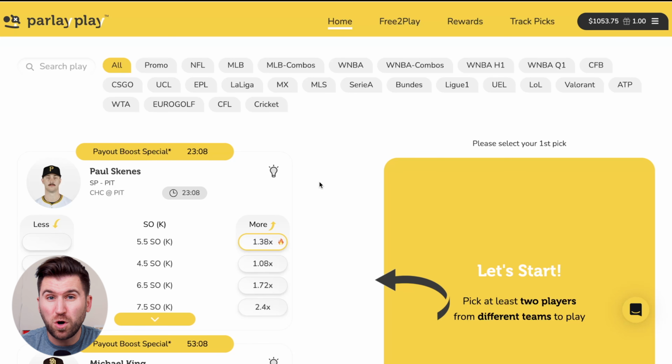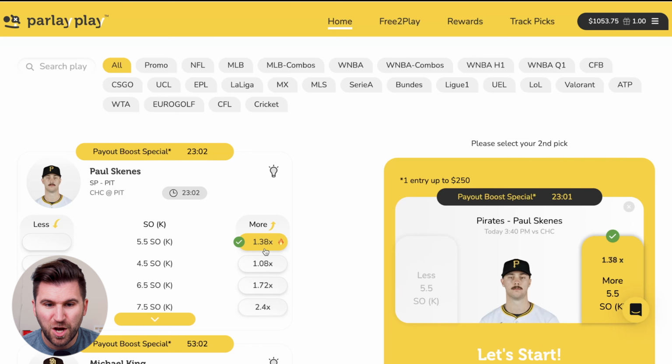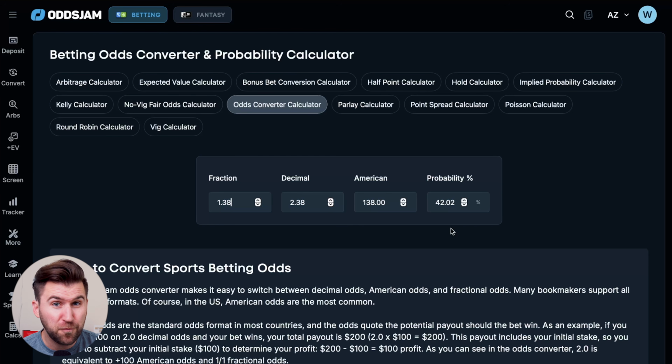But some sportsbooks don't show American odds, so over here at Parlay Play, for Paul Skenes to get over 5.5 strikeouts, you can see that this is 1.38x. Parlay Play uses fraction odds, so 1.38 means that we're receiving plus 138 American, or a 42% chance that we have of winning this bet. Understanding the implied win probability here from the sportsbook is crucial in your sports betting success.